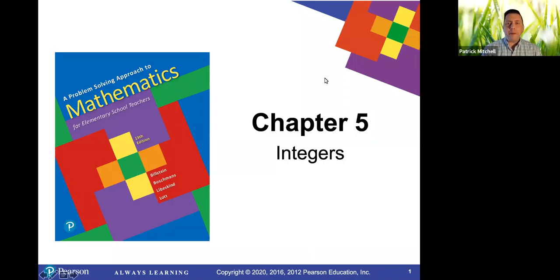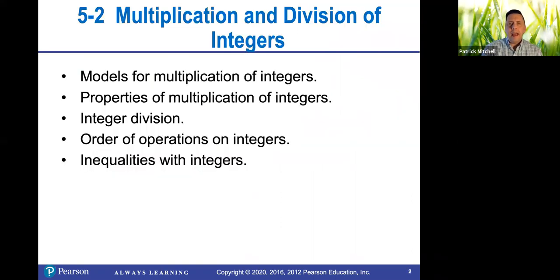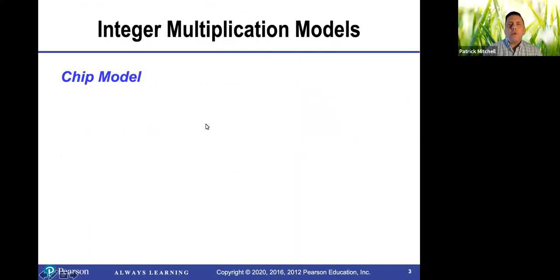We're finishing up Chapter 5 already. Only 2 sections in this chapter on integers. And today we're talking about multiplication and division of integers. We'll talk about models for multiplication of integers, properties of multiplication of integers, integer division, order of operations on integers, and inequalities with integers. So one of the ways you can demonstrate integer multiplication is using a chip model.